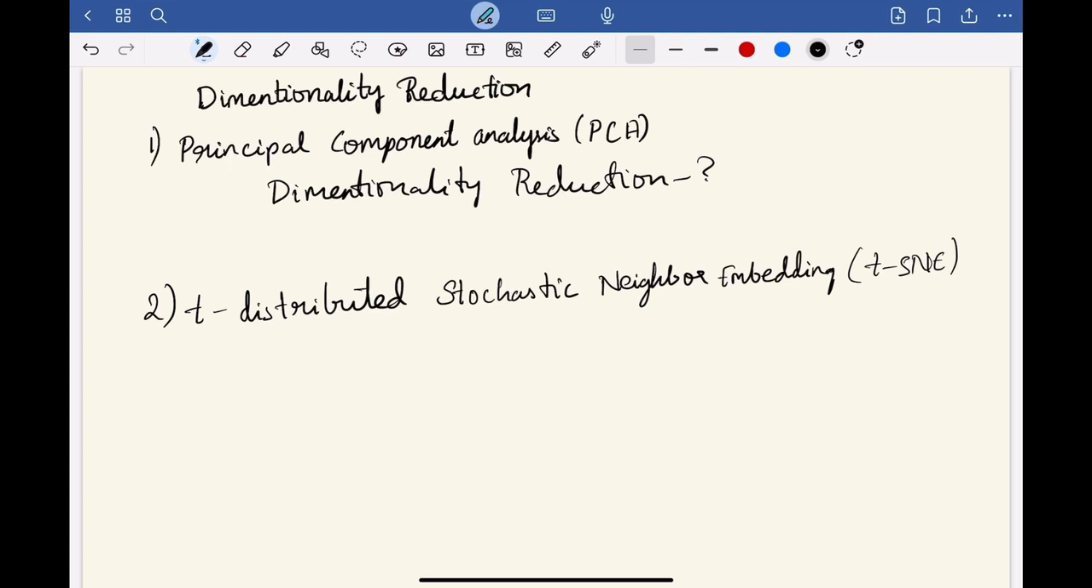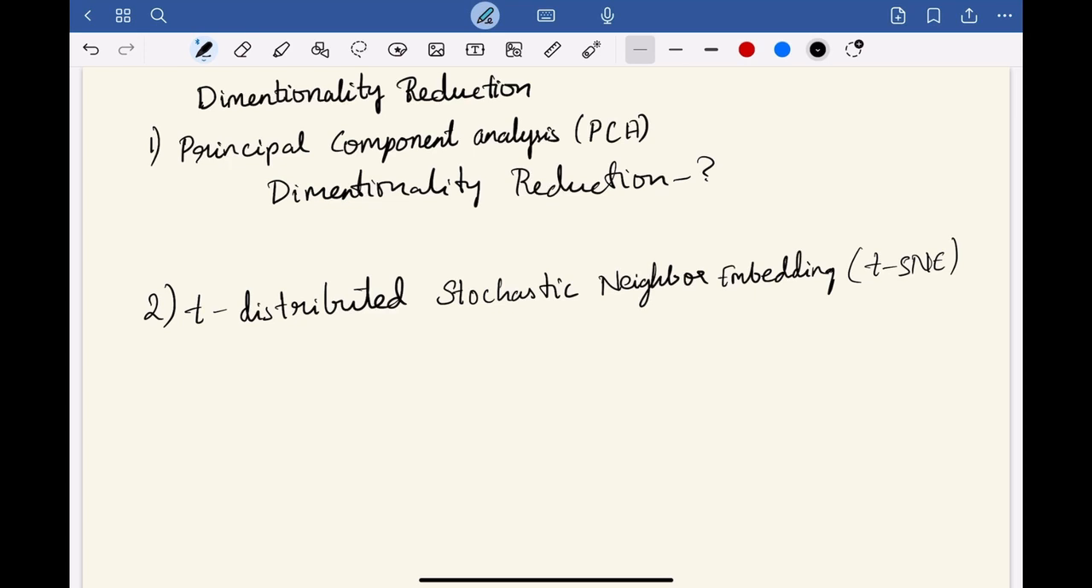And unlike PCA, which focuses on linear transformations, t-SNE aims to capture more complex and non-linear relationships between data points. It is particularly useful when dealing with data which has intricate structures. Let us understand how t-SNE works and what the working principle behind it is.